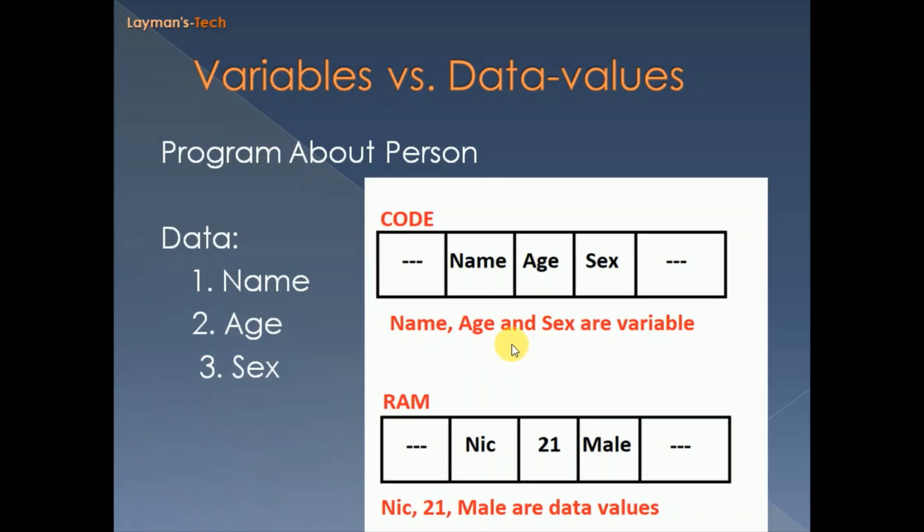So here is the takeaway from the slide. The variables are the names we use in the code to mark locations in the memory, and the values are the actual data that's stored in the memory. So in this case, we use variable names such as name, age, gender as references to memory locations where data values such as Nick, 21, and male are stored respectively.